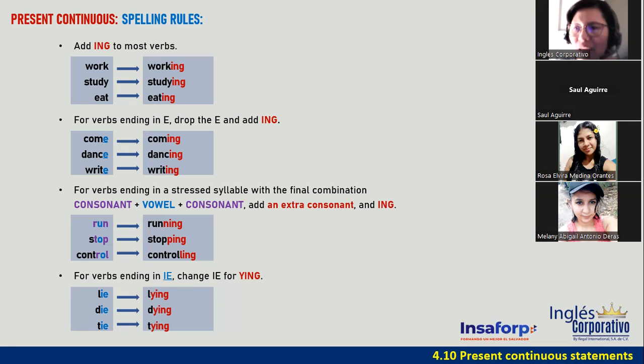Lie, lying. Lie tiene dos significados, bueno, tres de hecho. Como nombre o sustantivo es mentira. Como verbo es mentir. Y también como verbo es yacer. Y yacer quiere decir estar acostado o recostado. Eso es yacer, ¿verdad? Entonces es lying. Luego tenemos die, dying, tie, tying. Tie también como nombre o sustantivo es corbata. Pero como verbo es amarrar o apretar. ¿Ok? Entonces, those are some words that we need to check.